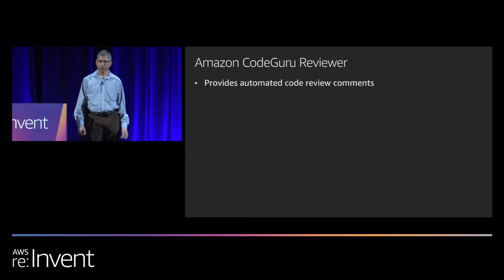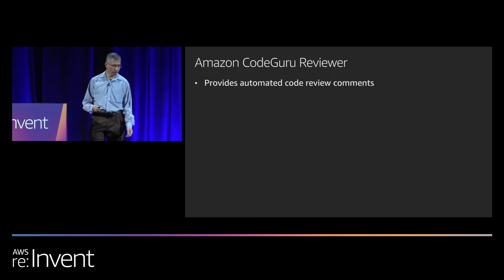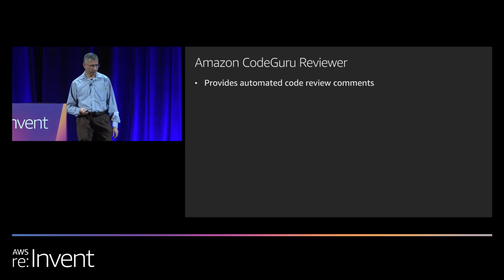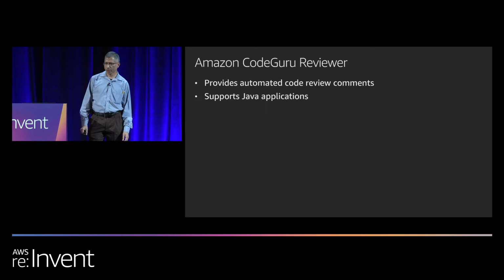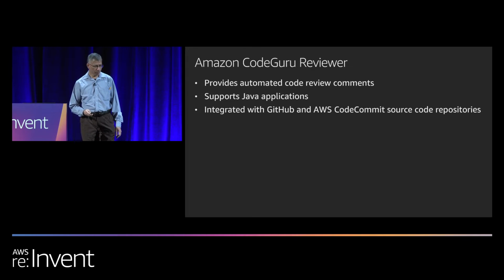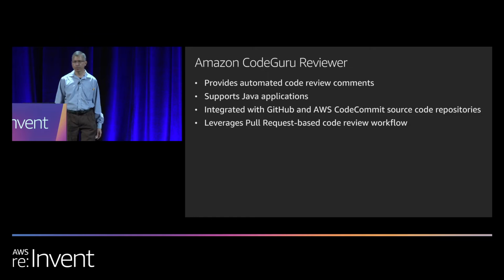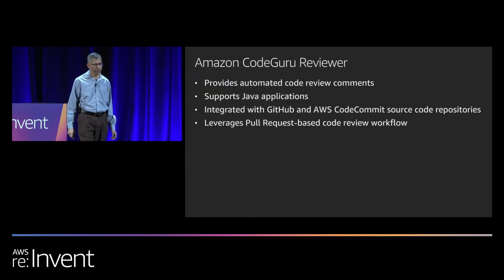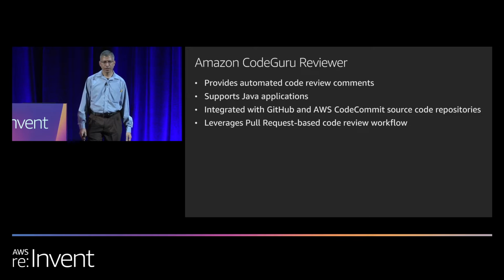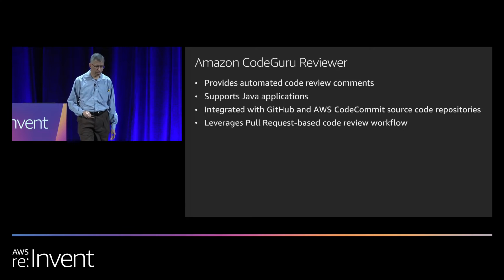First, it provides automated code review recommendations which are actionable, and the second one is it supports Java applications. So if your packages contain Java, you can get comments from CodeGuru Reviewer, and it is integrated with GitHub and AWS CodeCommit repos. So if you're on any of them, you can get started right away. And it leverages pull request based code review workflow. Pull request based code reviews are very popular, and so it seamlessly plugs into your existing workflow. So there is not much to learn.